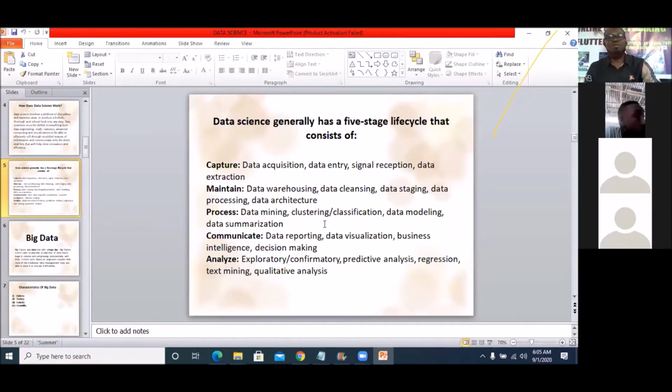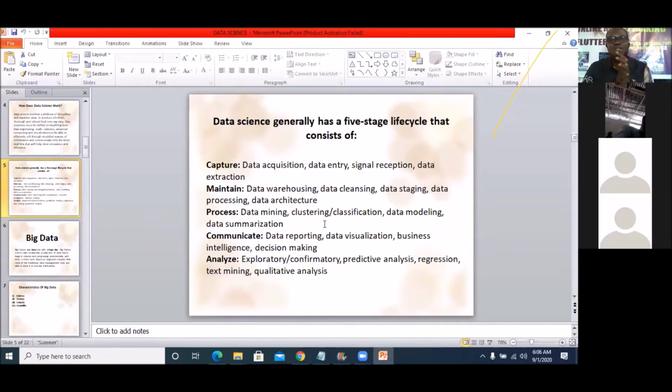Then secondly, we talk about data warehousing, data cleansing, data staging, data processing, and data architecture. Under this, the data that you've captured, you should be able to clean it up in order to feed it into a Python model so that it will give you what you want. So data cleansing is very, very important.